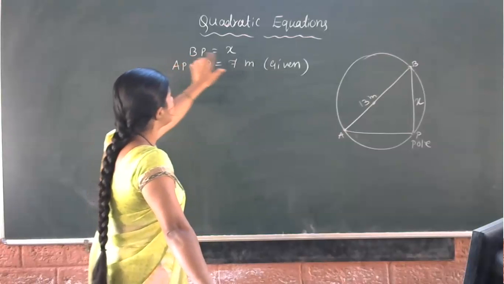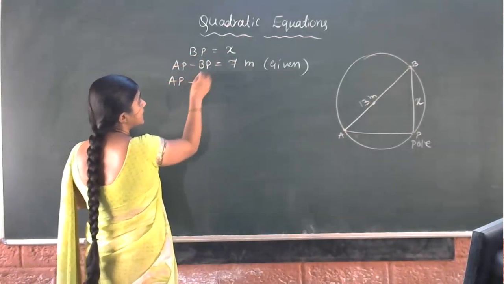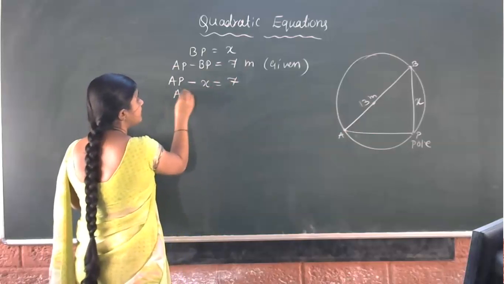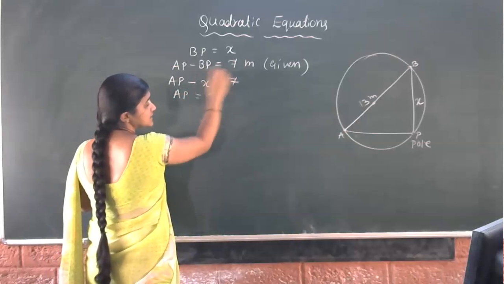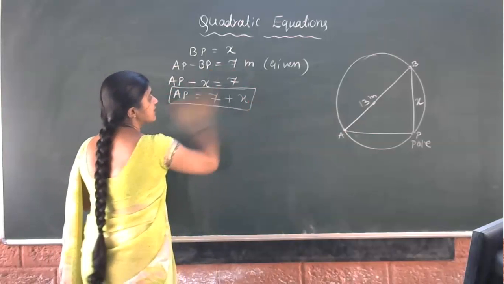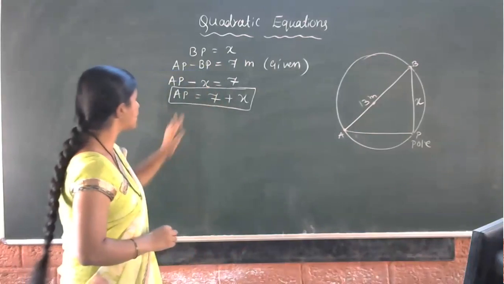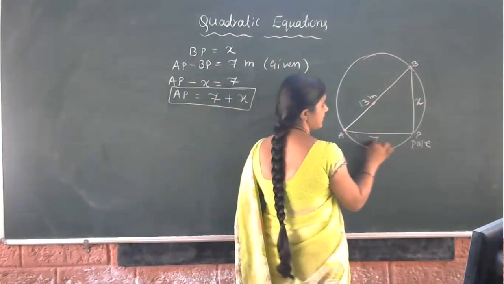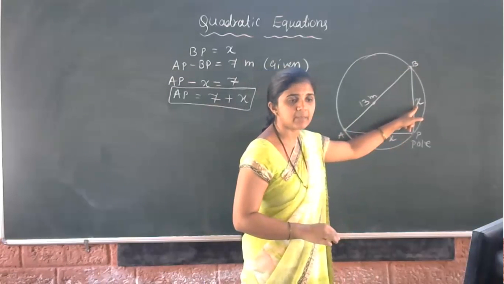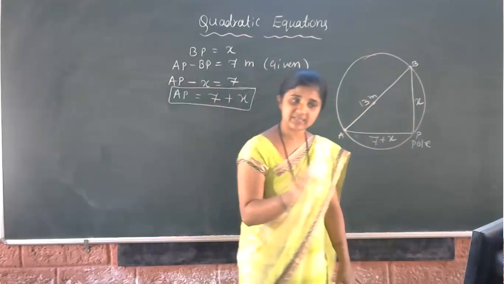So we all know BP is equal to x, right? Now AP minus BP, that is AP minus x, is equal to 7. Then AP is equal to 7, let us transfer this x to this side, plus x. AP we got 7 plus x. Got the idea of this one now, students? Here we are considering BP as x, AP is 7 plus x. AB is given 13.